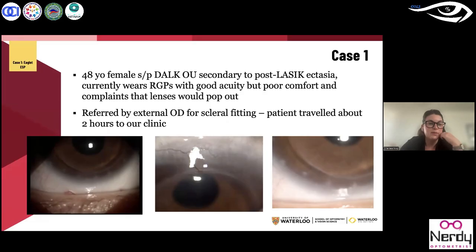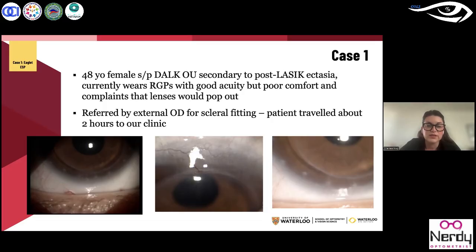So this is an example of one I fit with the eaglet: a 48-year-old female, post-DULCs. She had post-LASIK ectasia. She was in RGPs, but poor comfort, and the lens would pop out. She was from about two hours away from our clinic, so time was of the essence.